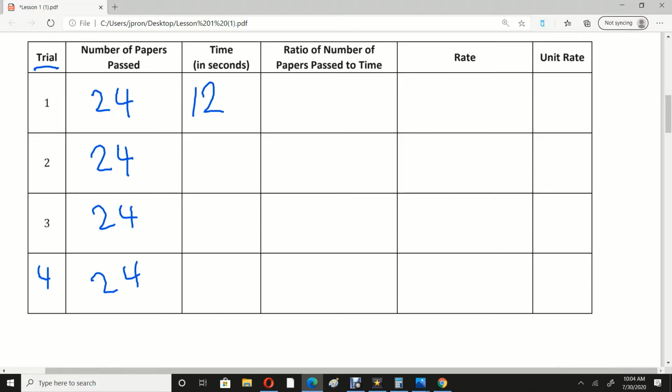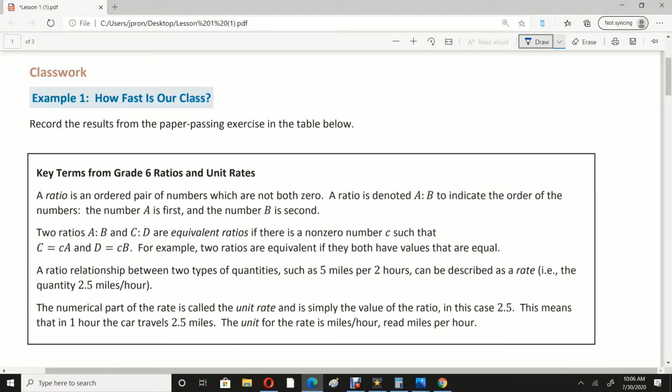Now y'all are being challenged. It took y'all 11 seconds in the second trial. Great. And then the third trial, guess what? It took us 10 seconds. And in the last trial, it took us 8 seconds. Fantastic. Thank you for your participation in that little experiment.